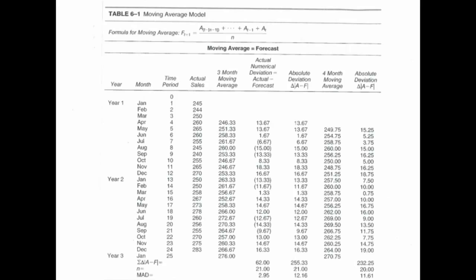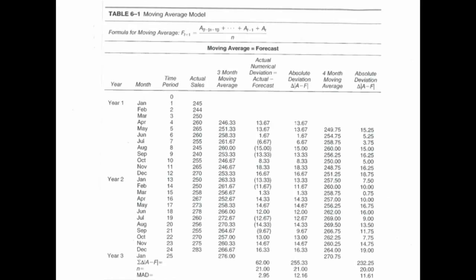In column 6, numerical deviations between actual and forecasted sales are presented. If actual sales were greater than forecasted, the deviation is a positive number. If forecasted sales are greater than actual sales, the deviation is negative. At the bottom of this column is a summation of these actual deviations. Over the course of 2 years, there was a mean deviation of only 2.95 unit sales.